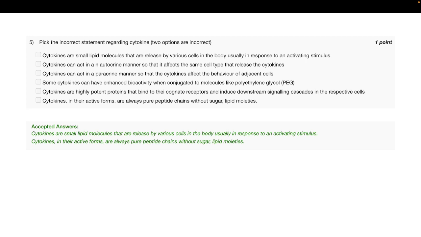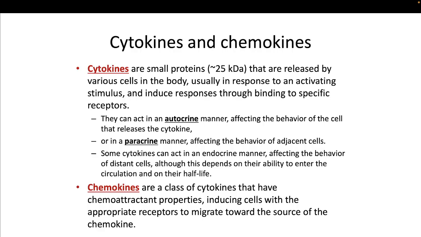The last is cytokines in their active form are always pure peptide chains without sugar or lipid moieties, which is a false option. These are not actually peptide in nature, they are very small proteins, somewhere around 25 kilodalton. So the first and the last options are incorrect. Every other piece of information listed here is right information about cytokines.